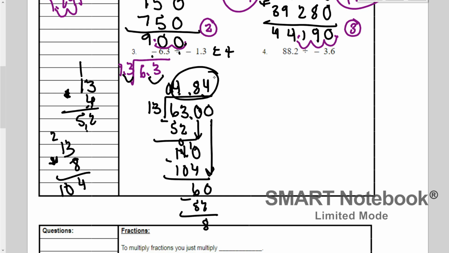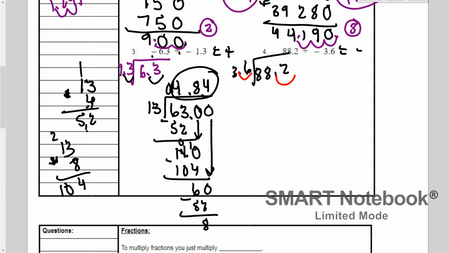Okay. Number 4. We have 88.2 being divided by a negative 3.6. I know a positive divided by a negative is going to give me a negative answer. So when I'm done with this problem, I just need to remember to put that negative into my answer. My first number goes inside the division box. Second number goes outside. I'm going to have to move that decimal over to make it a 36. Moved it over once, so I move it over once inside.